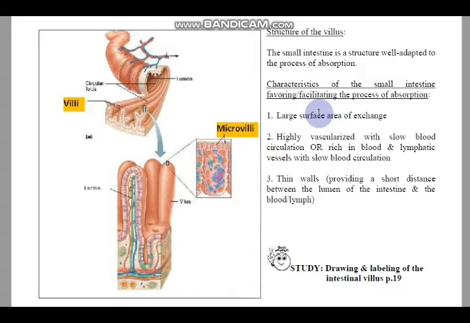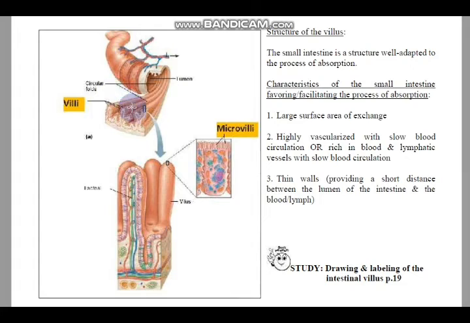Now, let me remind you about the characteristics of the small intestine that facilitate the process of absorption. As we talked about in class, we have a large surface area, it is highly vascularized, or rich in blood vessels and lymphatic vessels, and it has a thin wall. Those are written in your copybook just to remind you.